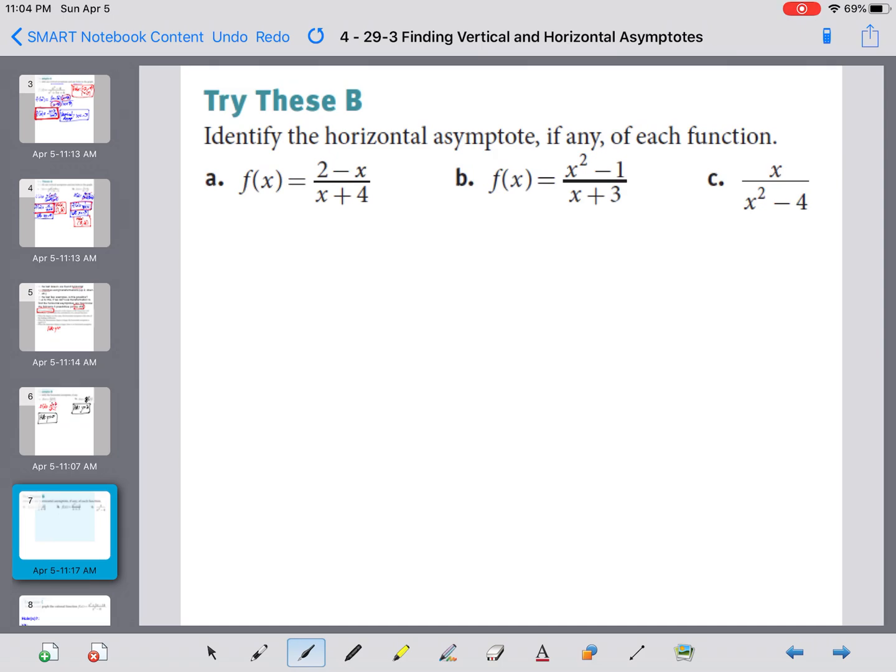Pause the video and go through these 3 really quickly. Just make sure you can find and identify the horizontal asymptote for each one.